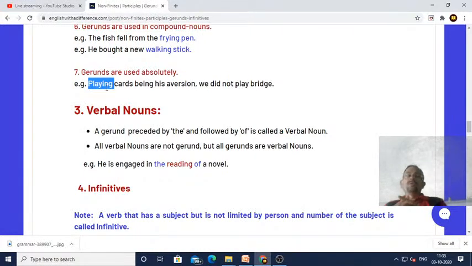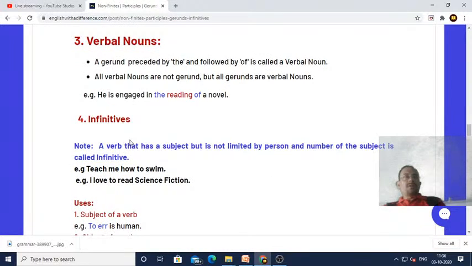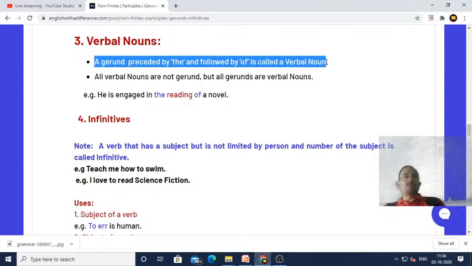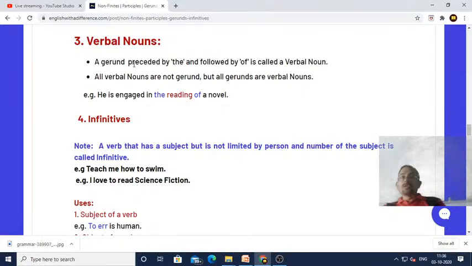Okay, so these are a few rules of gerunds you've got to remember to be able to identify between present participle and gerund. Now let's move on to verbal nouns. What are verbal nouns? A gerund preceded by the and followed by of is called a verbal noun. Preceded means the word that goes before, and followed means the word that goes after.